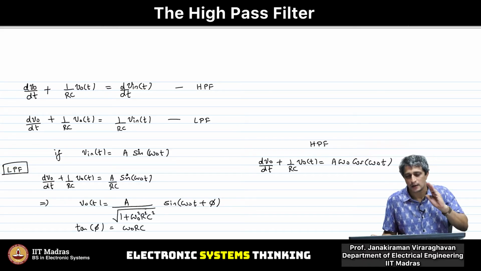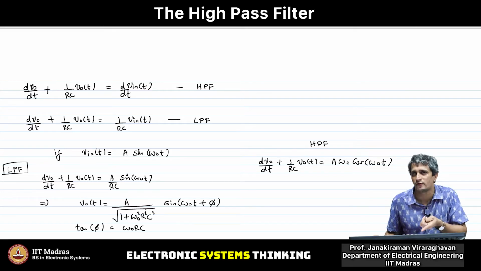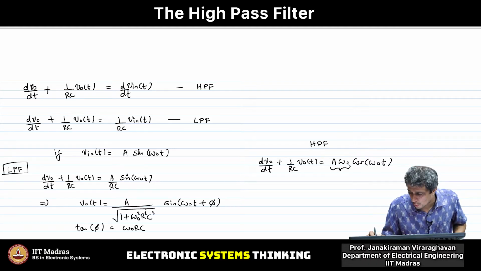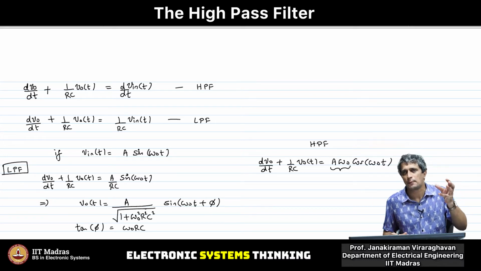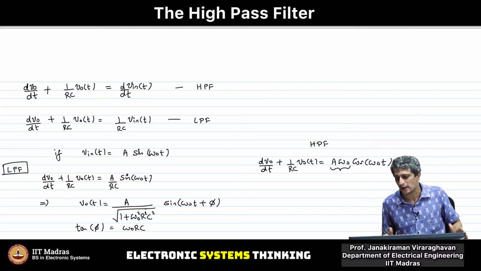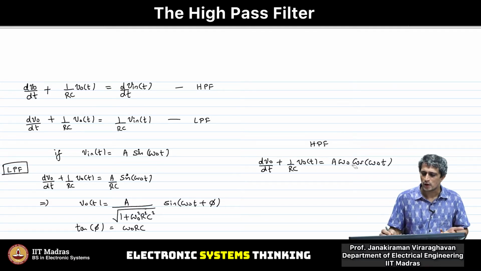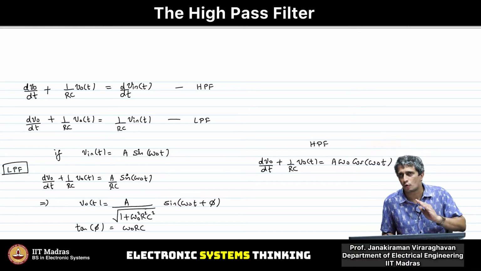For the high pass filter, it is dV naught by dt, which is again voltage by time, 1 by RC times V naught, which is again voltage by time, and on the right hand side it becomes voltage by time because of the derivative of the input, right. So anyway, even here you get this a omega naught, which again is 1 by time, right. So a, the amplitude, is in volts, divided into omega naught, which is inverse of time, and therefore you get voltage by time again, right. So the differential equations are consistent, and you can go ahead and solve this differential equation in a manner very similar to what we did for the low pass filter, right.